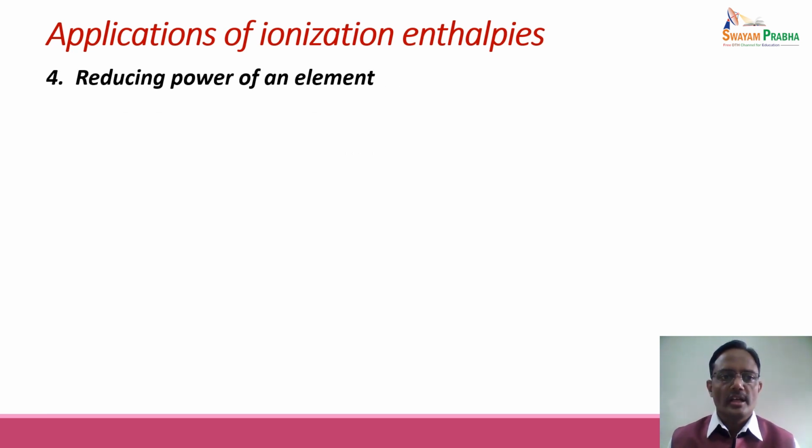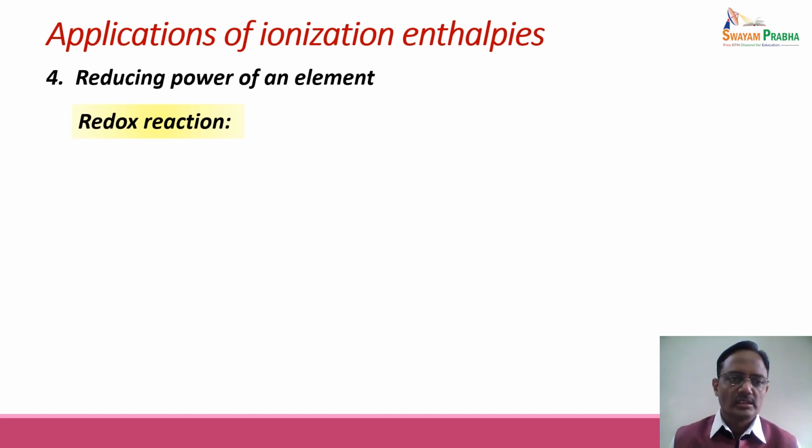The fourth application is in predicting the reducing power of an element. Now, what is oxidation and what is reduction, we will try to understand. Any reaction is called a redox reaction if it has a transfer of electron taking place from one species to another species. Consider an example, some element A and some element B, combining with a transfer of electron from A to B. This is called a redox reaction because it involves reduction and oxidation.